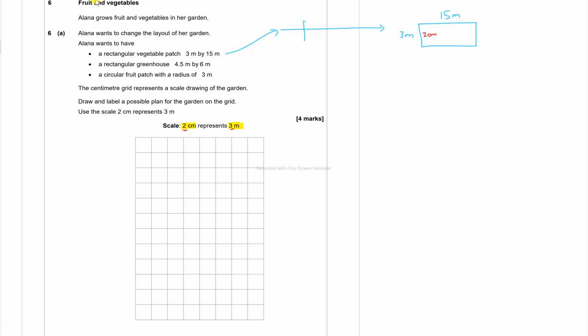And 15 meters, so what I do is I count up in threes. How many 3s have I got in there? I've got 5 3s, haven't I? Yeah, 3, 6, 9, 12, 15. And each one of them represents 2, so it'll be 5 times 2. So I know this length here is 10 centimeters. So I've got 2 centimeters and 10 centimeters for this.